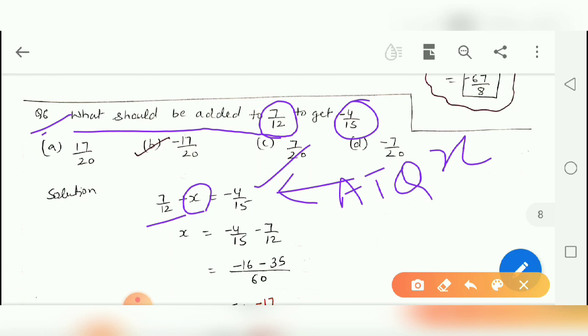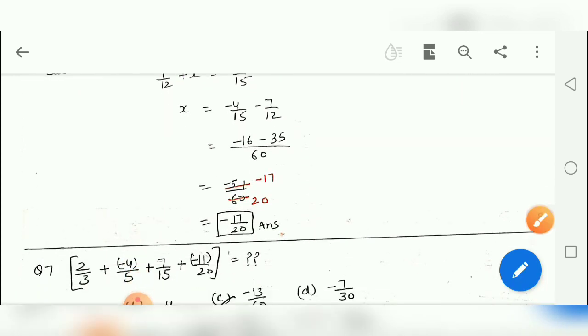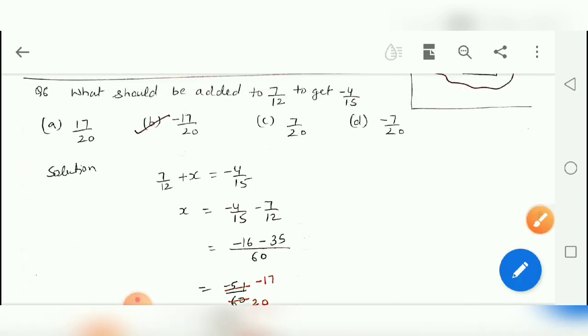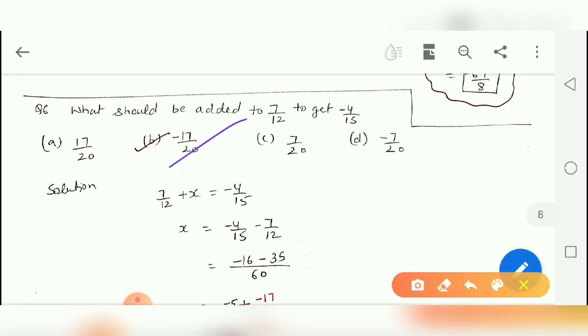So here we will do the transposition. We will take 7 by 12 to the right hand side. Because this is positive, on the right hand side this will become negative. Then we will solve these two rational numbers as a subtraction of two rational numbers and reach this step. And after solving this, we will get negative 17 upon 20 as an answer. So we will take the B part as the correct answer.